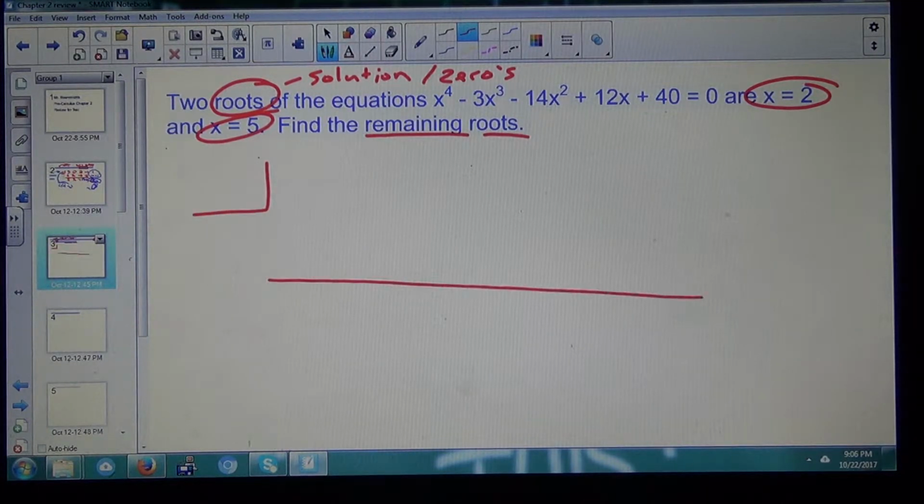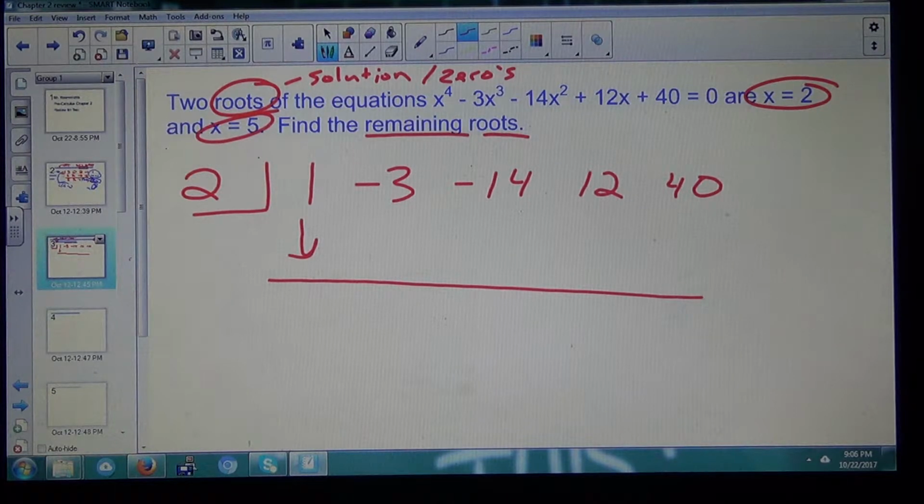We use synthetic division. Okay, again, placeholders if I need them, so on this problem, there are no placeholders that I'm missing, so therefore I can just put them all down. And again, it doesn't matter what number I put in this box first, I'll go with the 2. Okay, and let's do this process. Now, because it says these are two roots, my answer at the end has to equal 0. They told me they're roots, so it has to. If it doesn't, you did something wrong, you need to go back and check your work.